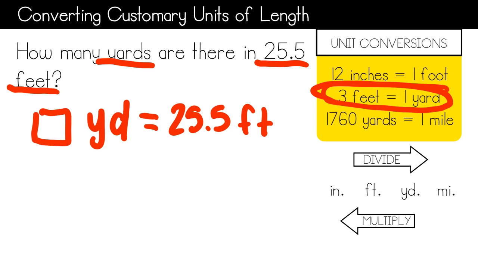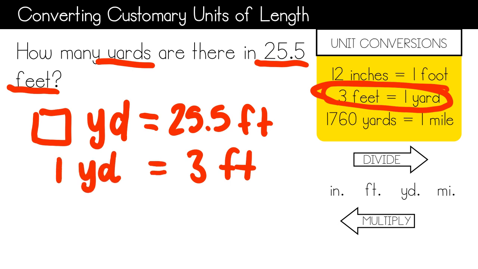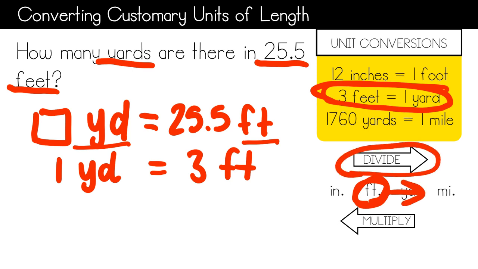Okay, looking at our unit conversion, we know that 3 feet, notice I'm lining up my feet, equals 1 yard. Okay, 3 feet equals 1 yard. So I need to figure out how many yards are there in 25 and 5/10 of a foot. So now let's look over here. We are going from feet to yards. So are we going to multiply or divide? If you said divide, you are right.